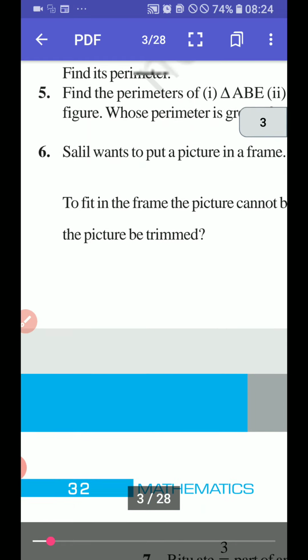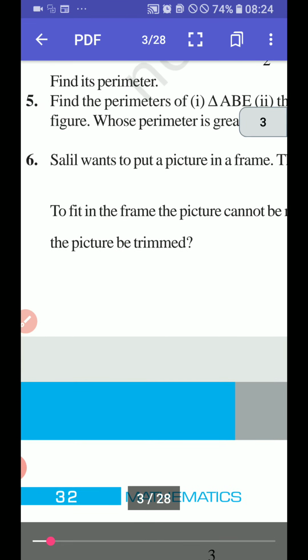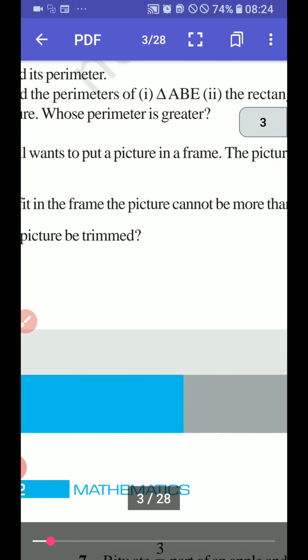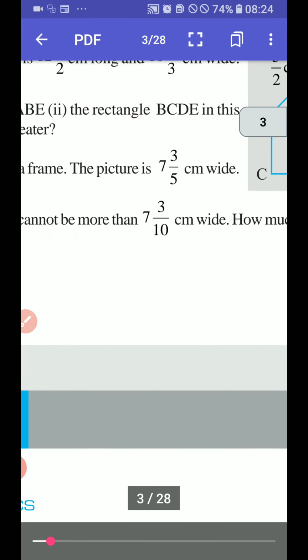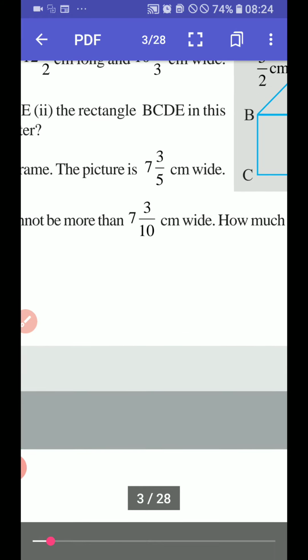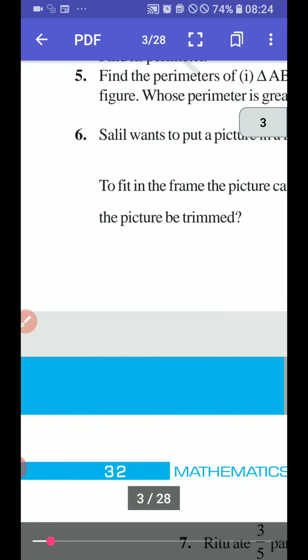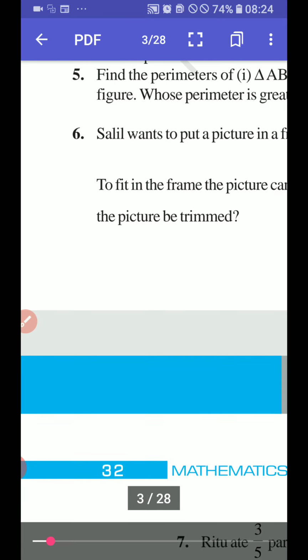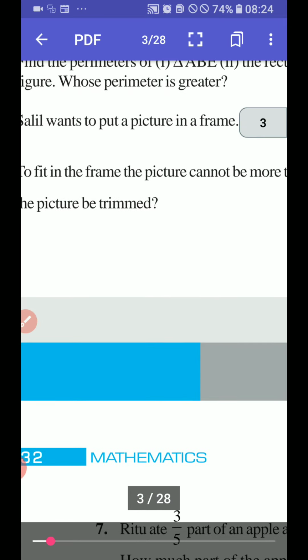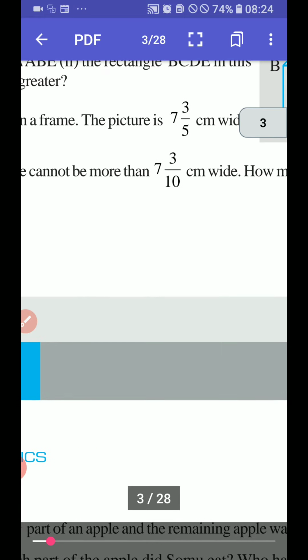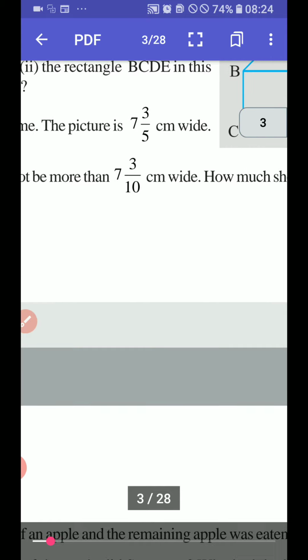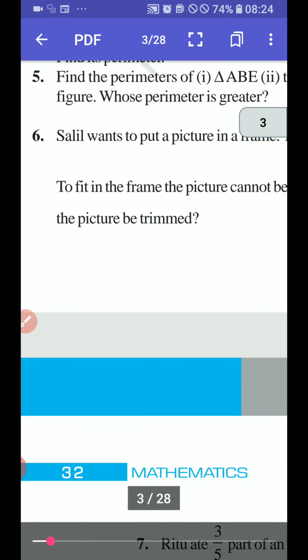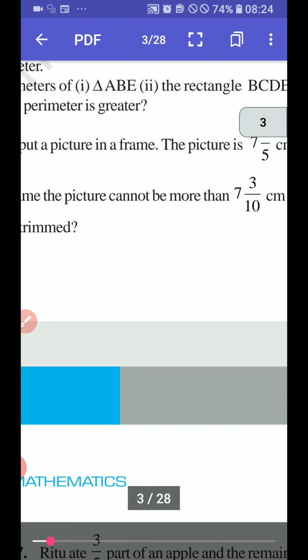Question number 6. Salil wants to put a picture in a frame. The picture is 7 whole 3 upon 5 centimeter wide. To fit in the frame, the picture cannot be more than 7 whole 3 upon 10 centimeter wide. How much should the picture be trimmed?